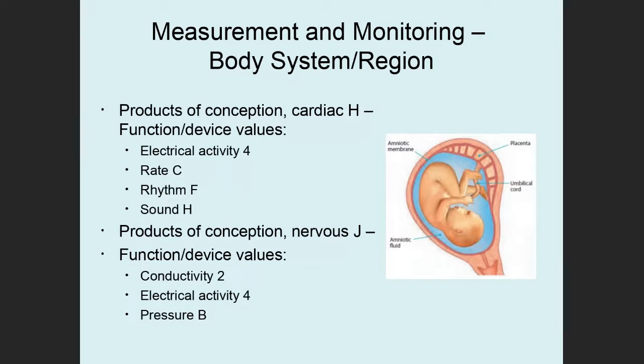The body system values for this section are numerous. However, one may cause confusion, and that's products of conception. There are two different values this time: products of conception cardiac and products of conception nervous. Products of conception cardiac, which is value H, is for electrical activity, rate, rhythm, and sound. So it's the fetus's heart. Products of conception nervous is character J, and this is for conductivity, electrical activity, and pressure.